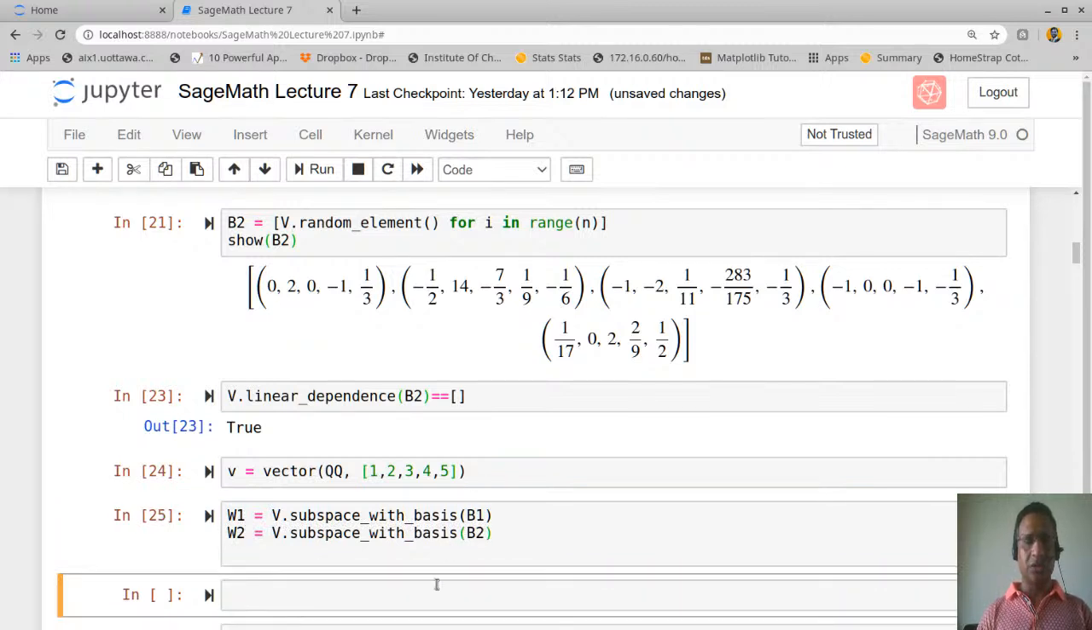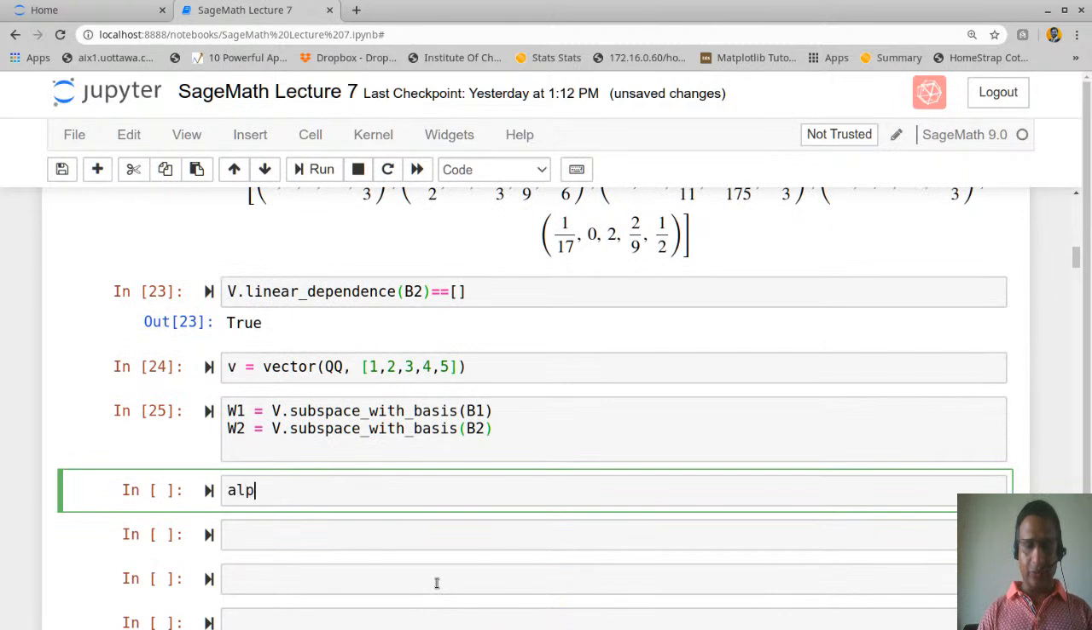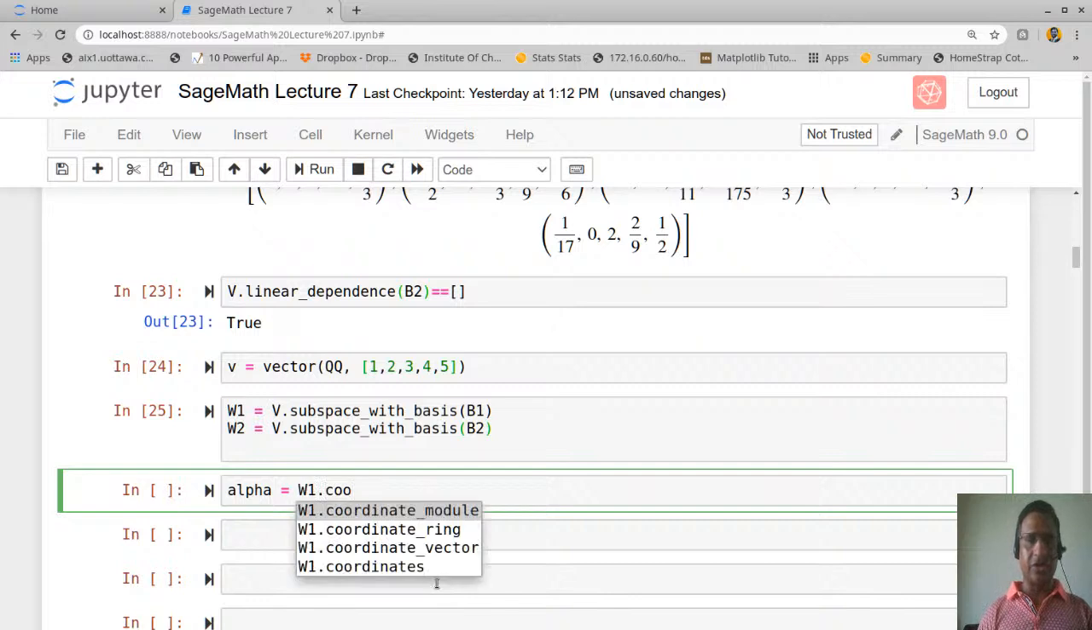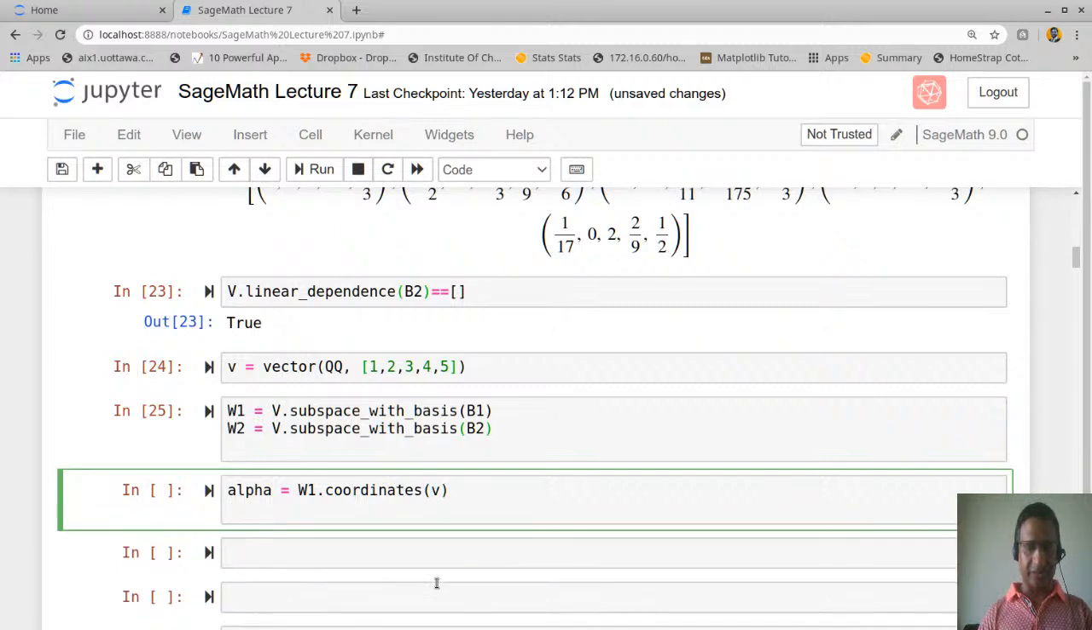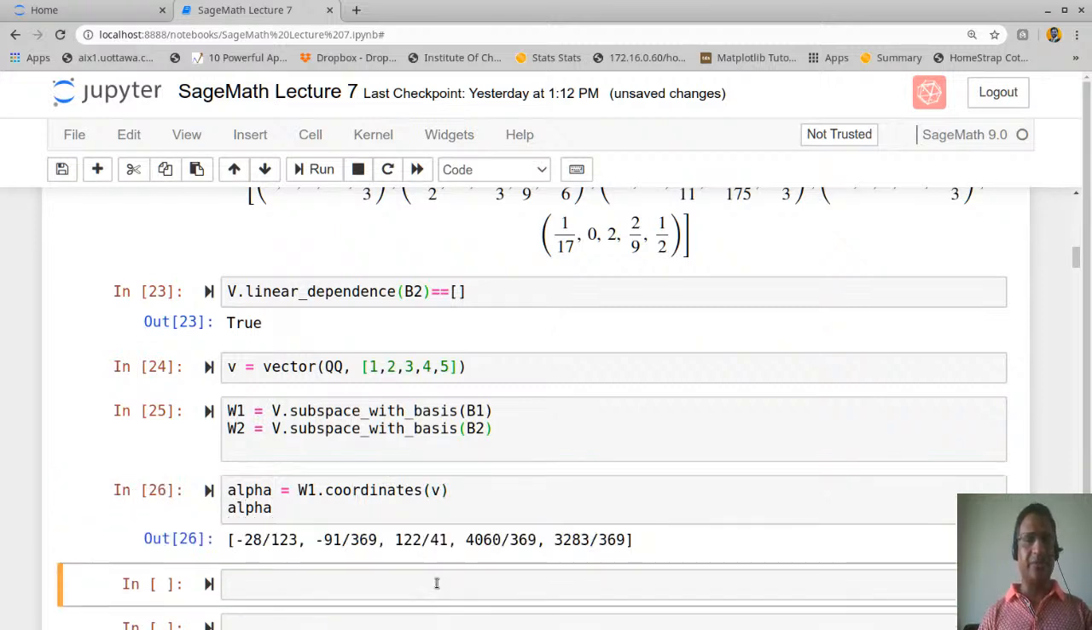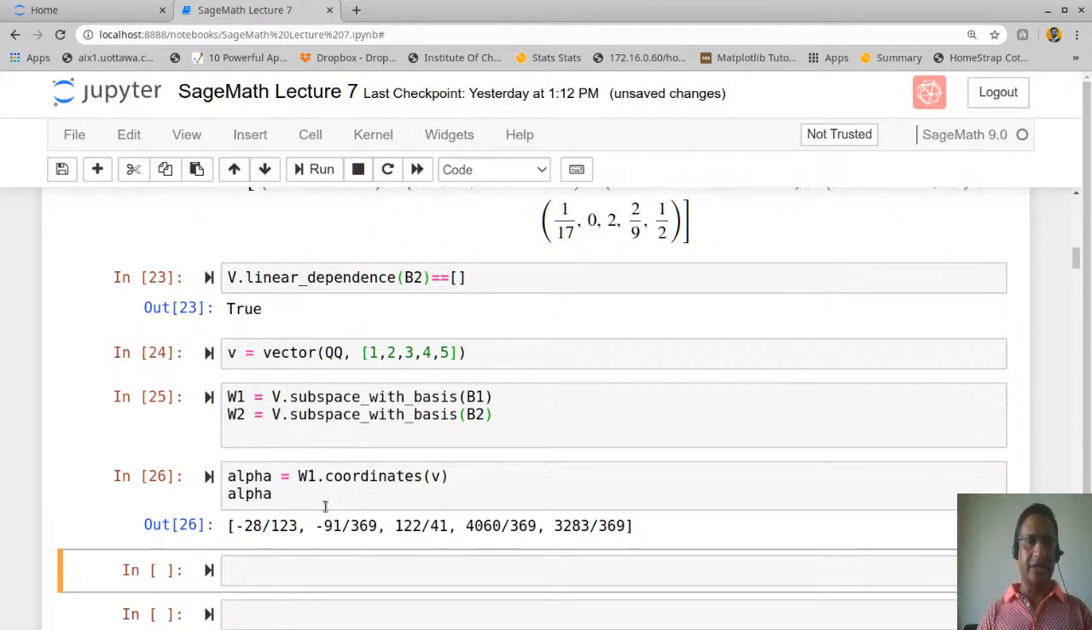Now what are alpha and beta? Alpha is the coordinates with respect to the basis b1. So we'll have to say w1 dot coordinates of the vector v. Let us print what alpha is. Alpha will be a list of coordinates. Last time we checked that these are the coordinates, so alpha 1 times the first element of the basis plus alpha 2 times the second element and so on should be equal to v. So this gives you a list of coordinates, right?